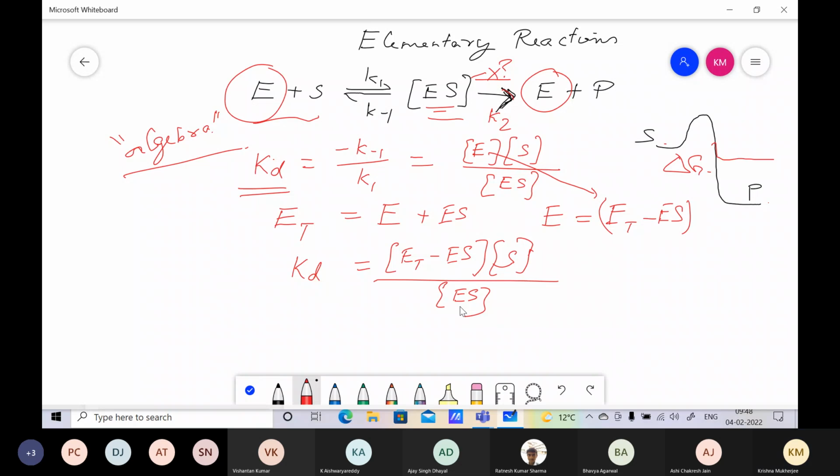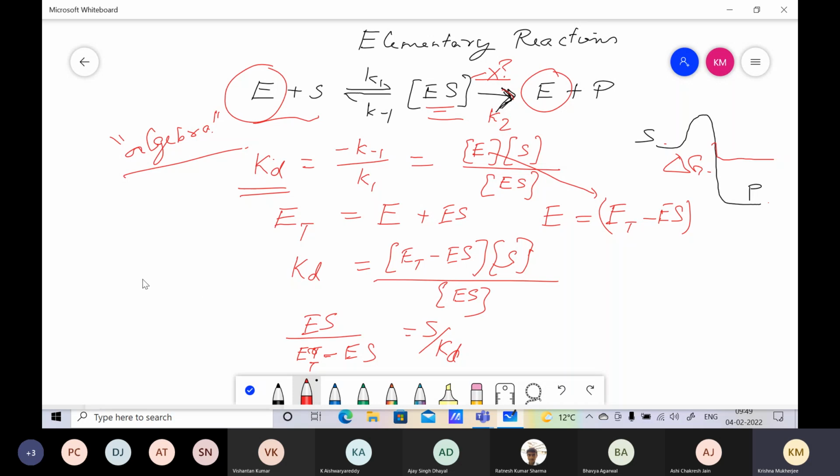I can write it any way you want to, and really what I want to say is that I can do other kinds of algebra, but I will not do it, or maybe we should actually. So just multiplication and division: ES upon ET minus ES is equal to S upon KD, right? ES upon ET minus ES is equal to S upon KD. And so on and so forth. You can just keep on doing this algebra, but I'm not really interested in all that.